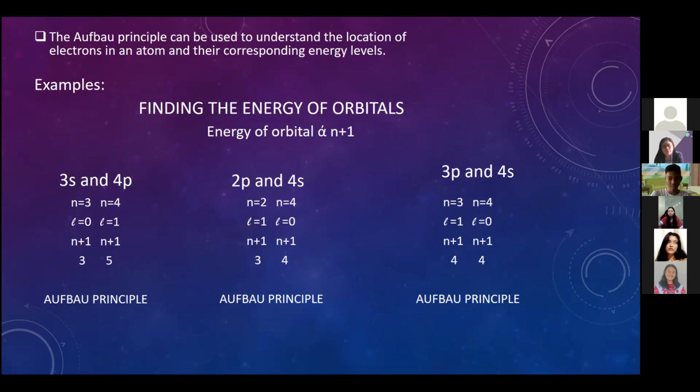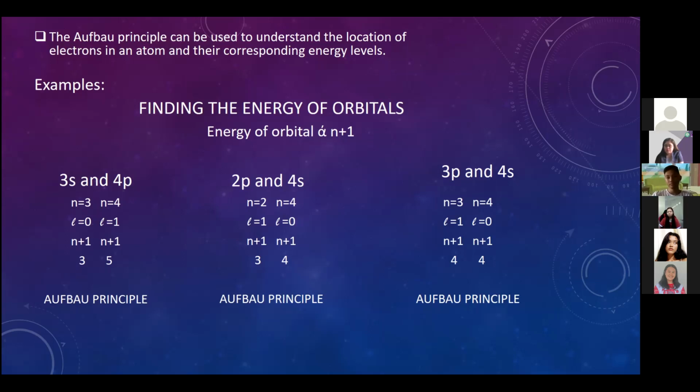And in 3p and 4s, this is a special case because the value is the same. 3p has a value of 4 and 4s has a value of 4 also. But do they have the same energy? The answer is no. In such a case, when you encounter the same value of n plus l for two orbitals, always decide on the principal quantum number, or n. So 3p has a lower energy.